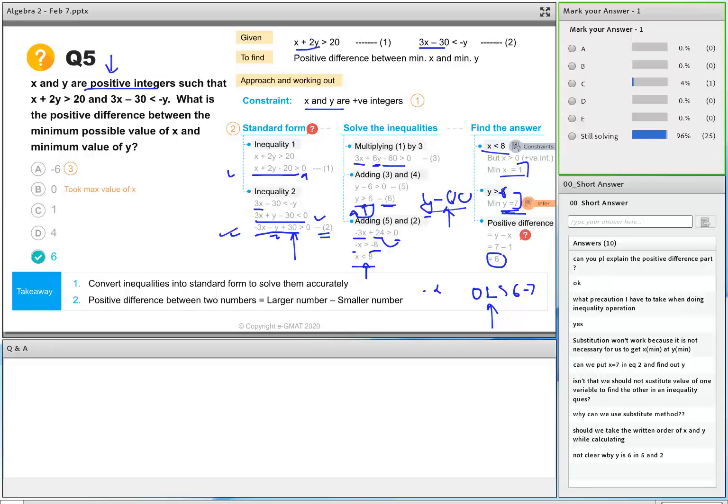Why can we not use the substitution method? You can use the substitution method only when the values of y and x are constants. When they are in range values, then it's really difficult to substitute per se. So you have to work with the ranges itself.